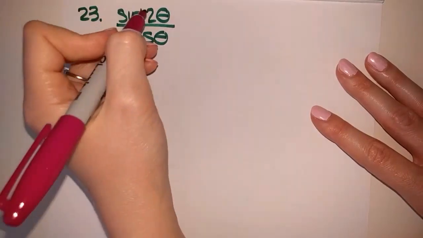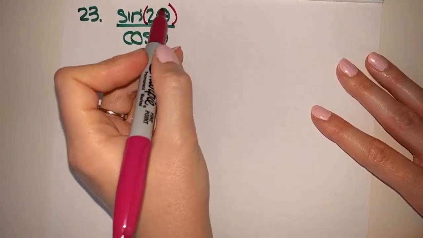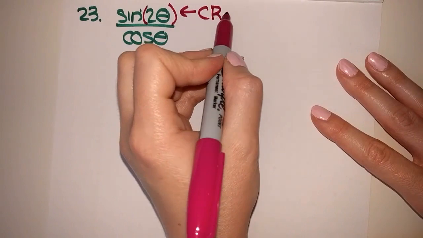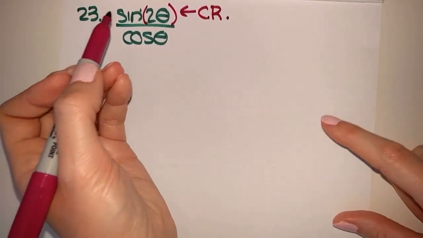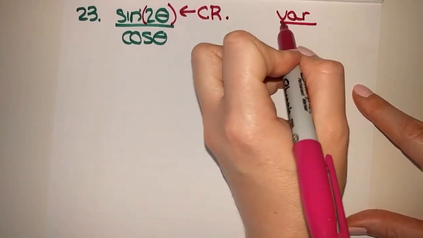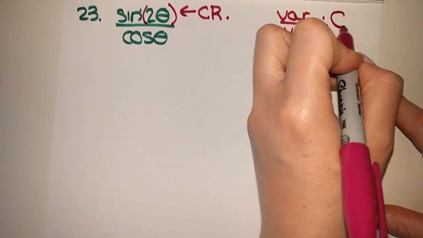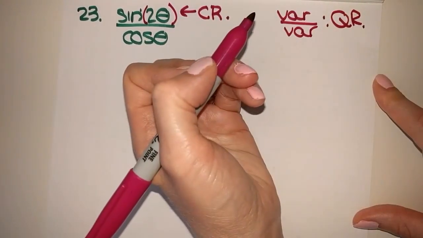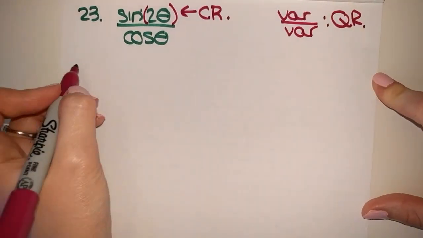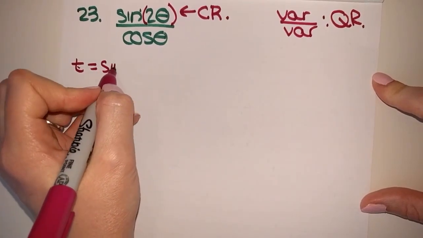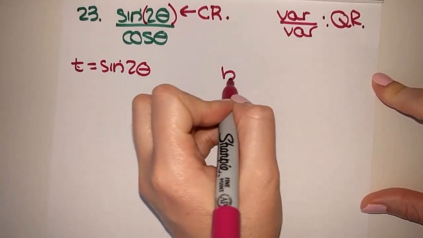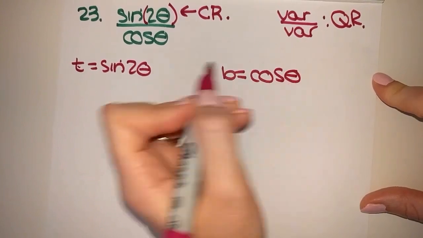This one, we notice that sine of 2 theta, we have parentheses there, so that requires a chain rule. Moreover, we notice that we have a variable expression over a variable expression, so we would need to use the quotient rule. So we could sit there and we could go through the top function is sine of 2 theta, the bottom function is cosine theta.